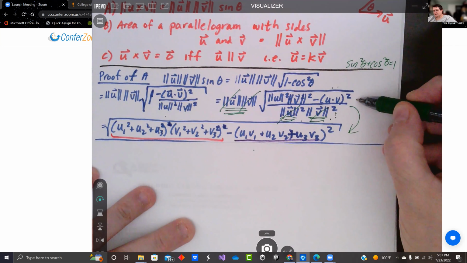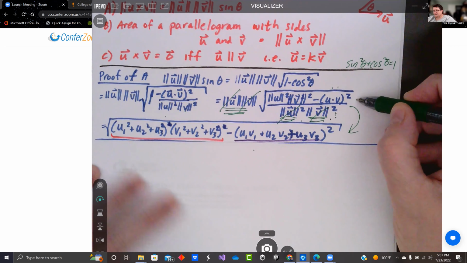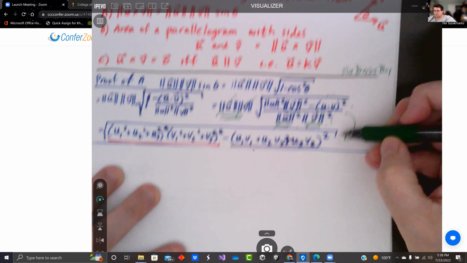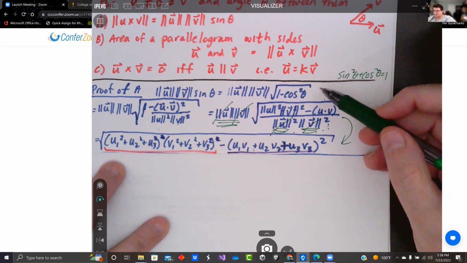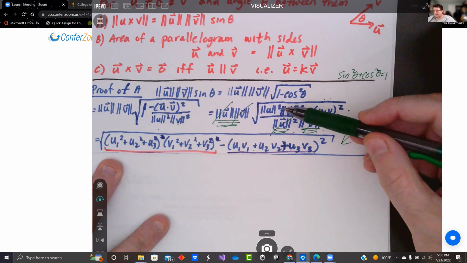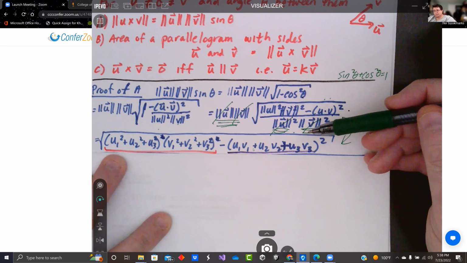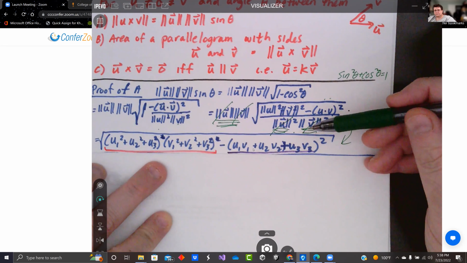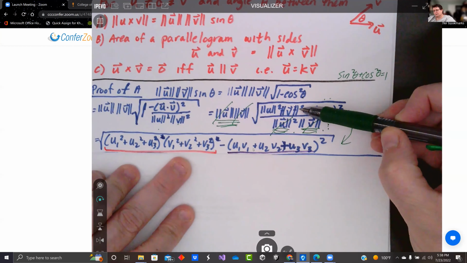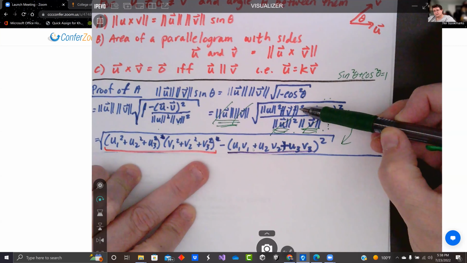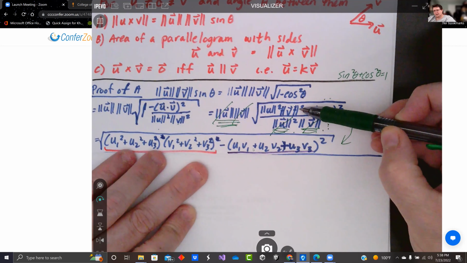And we're just left with the magnitude of U squared and magnitude of V squared, minus U dot V squared inside the radical. So that's what we're working on here. The magnitude of U squared is U1 squared plus U2 squared plus U3 squared. Magnitude of V squared is V1 squared plus V2 squared plus V3 squared. There's a lot going on here, so you might need to pause it and work this out, make sure it makes sense to you.